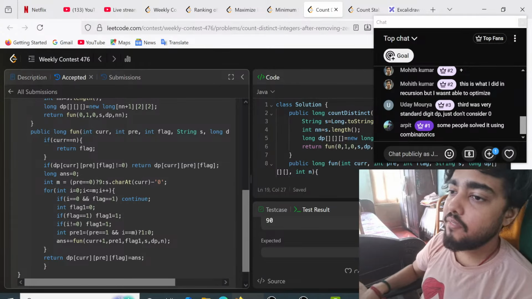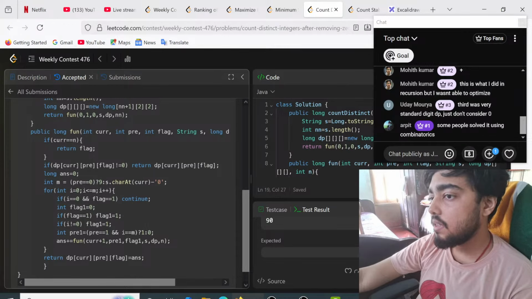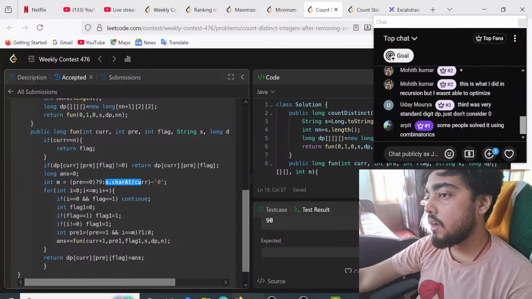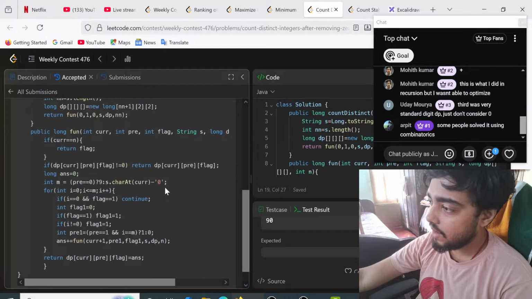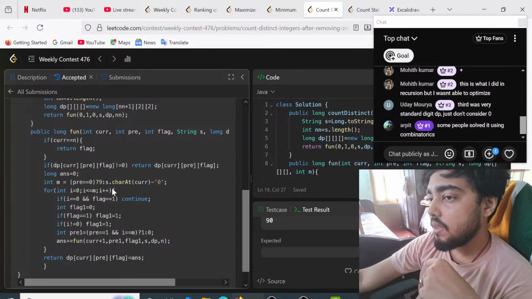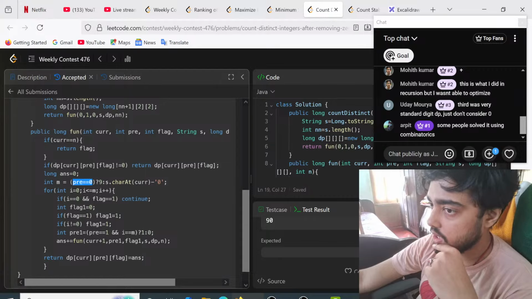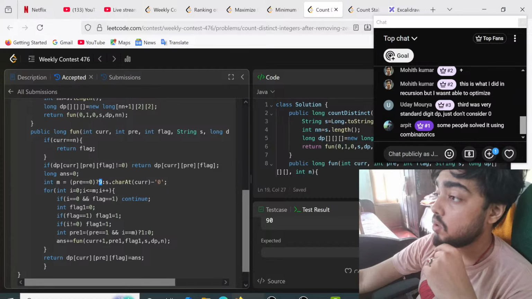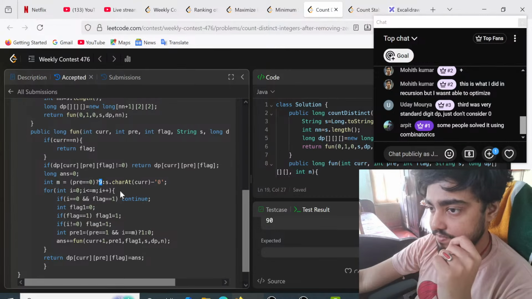So if it is already tight, then we have to put the limit as the last element only. If it is 5 and it is tight, we have to consider from 0 to 5, correct? But if it is not tight anymore, then we can consider from 0 to 9. We can consider any digit. So this is the limit.